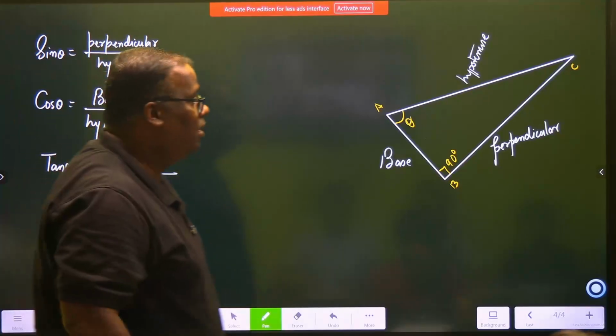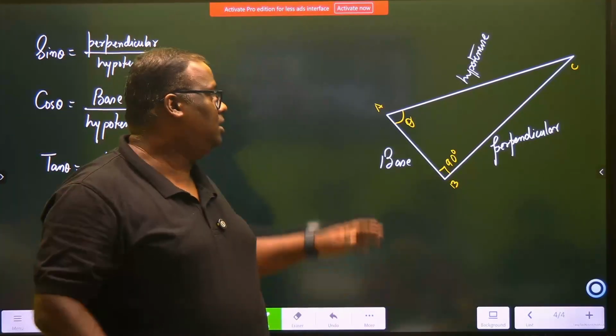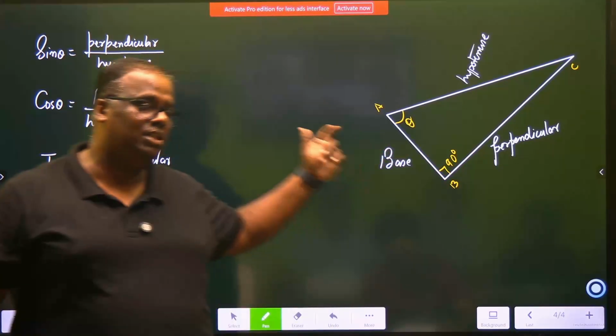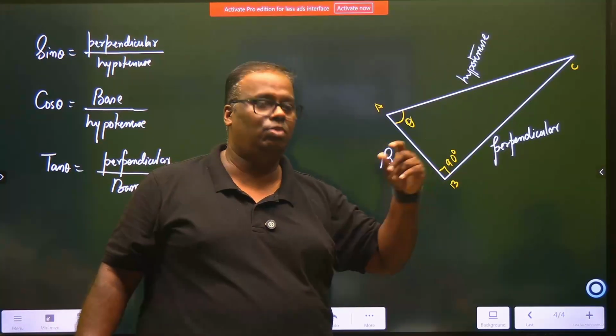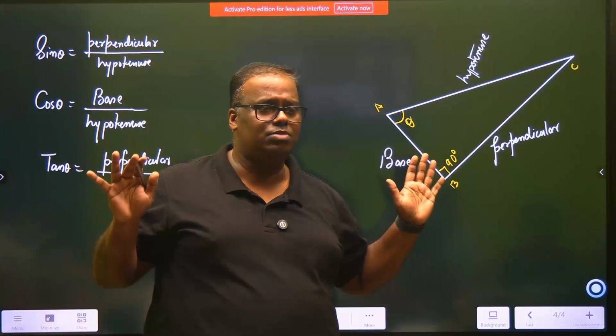Base. Which one? In this triangle. Okay, in this triangle, our friend Ved has a question: if we have not found the hypotenuse and perpendicular, how will we get the base? So the question again comes simple.